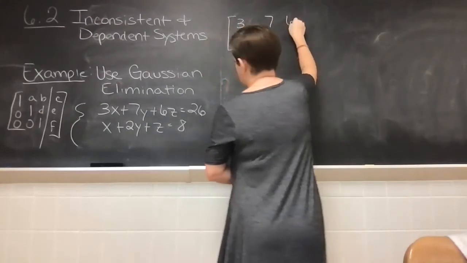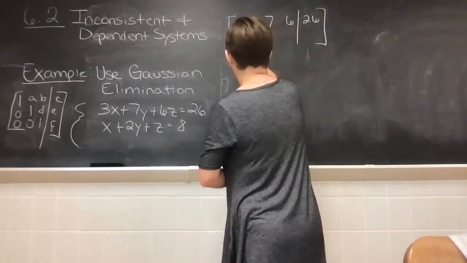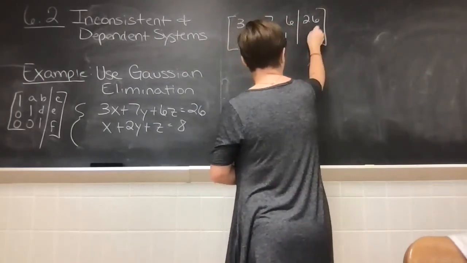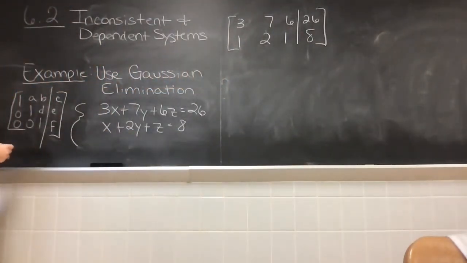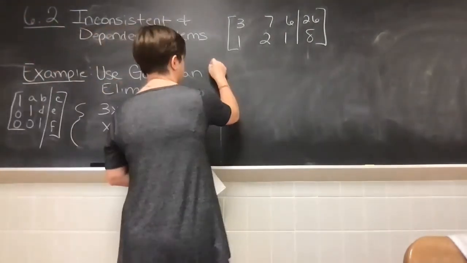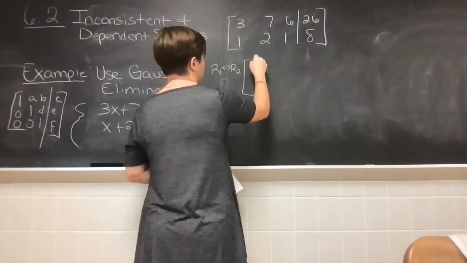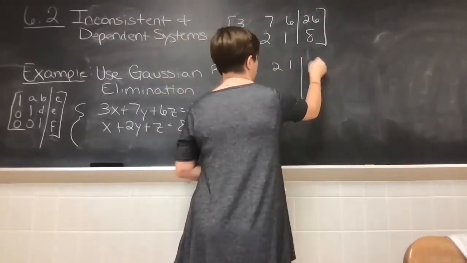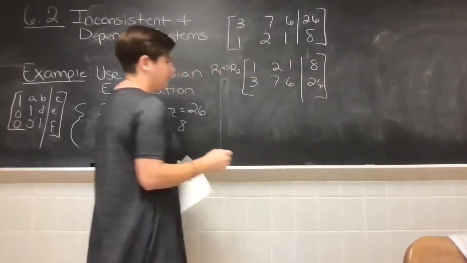3, 7, 6, 26, 1, 2, 1, 8. So remember, in Gaussian elimination, we want a 1 in the upper left corner. Right now we have a 3, but if we just flip-flopped our rows, then we would have a 1 in the upper left corner. So I'm going to flip-flop my R1 and my R2. I have 1, 2, 1, 8, 3, 7, 6, 26.